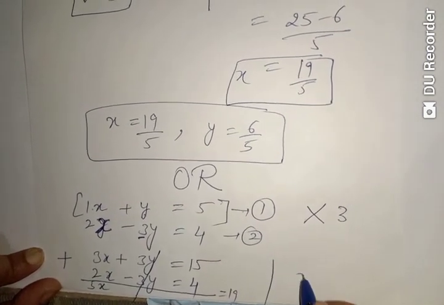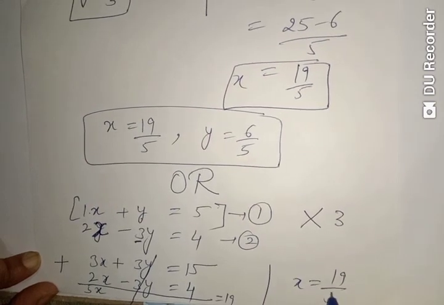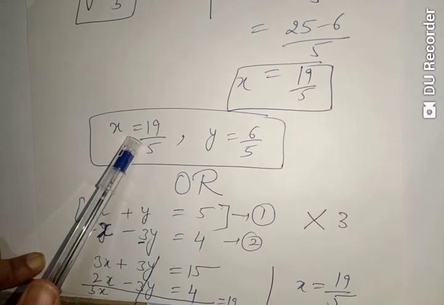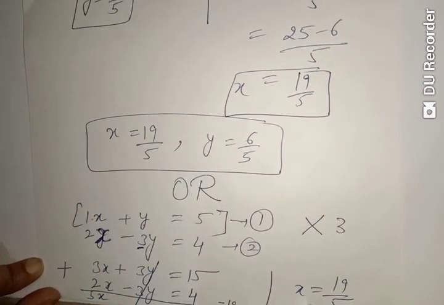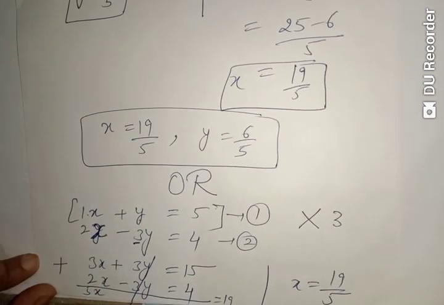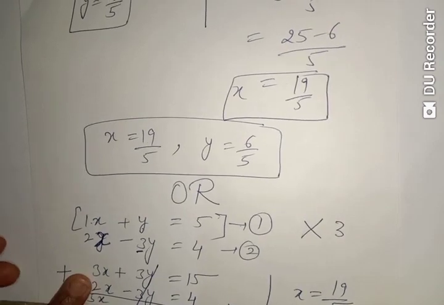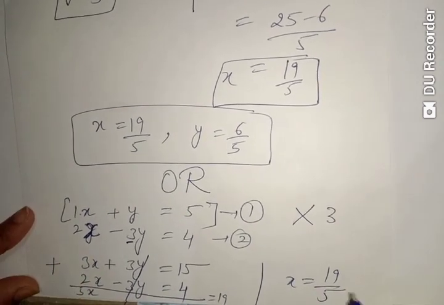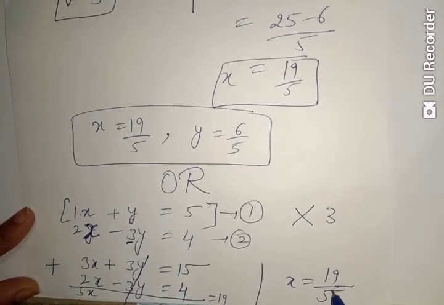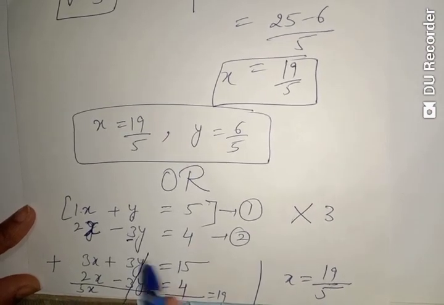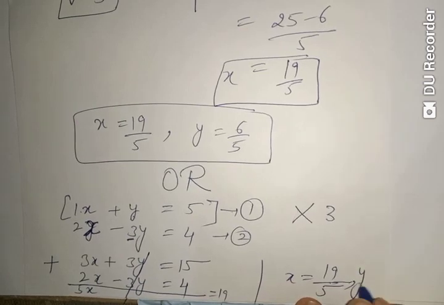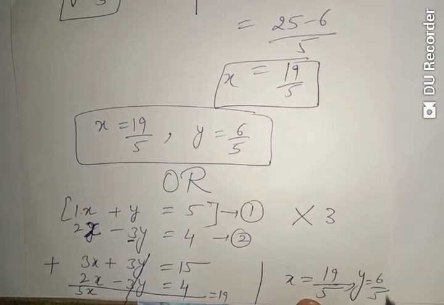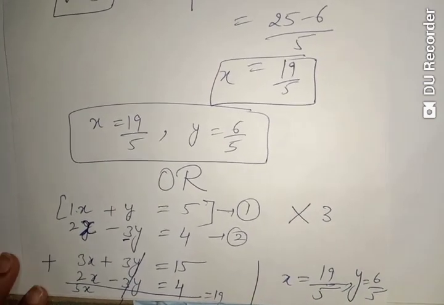So the value of x here is 19 upon 5, and you can check that the value of x by the first method is also 19 upon 5. Your answer will remain the same whether you eliminate x first or y first. There will be no change, and I hope you can do it on your own by putting the value of x in any equation. You can get the value of y easily, which is 6 upon 5. This is the other method that I told you.